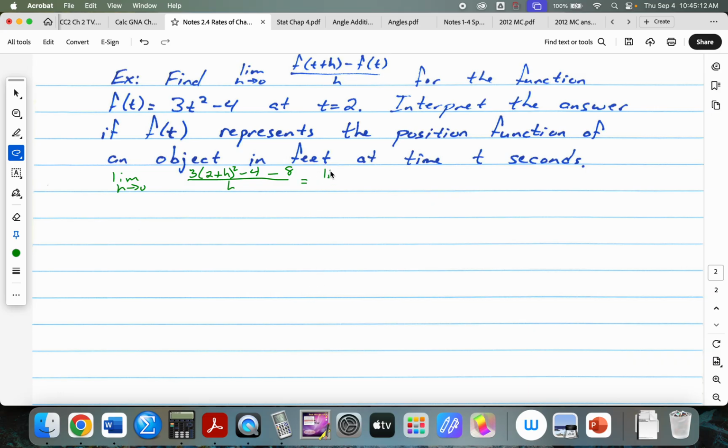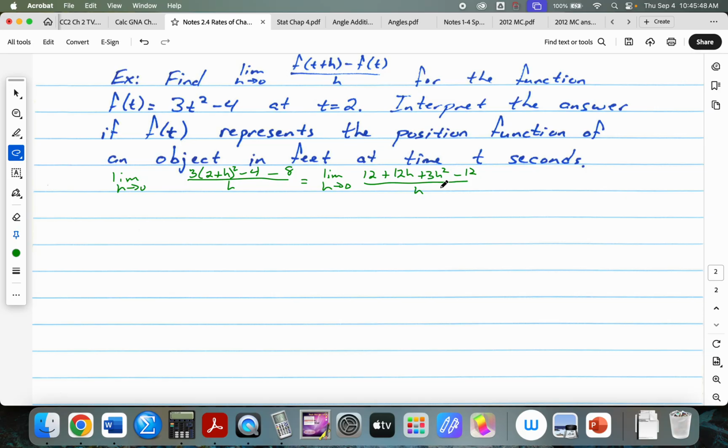So this will be the limit as h goes to 0 of, let's see, that's going to be 3 times 4 is 12. And then 3 times 4h is 12h. And 3 times h squared is 3h squared. And then minus 4 minus 8, that's minus 12, all over h.